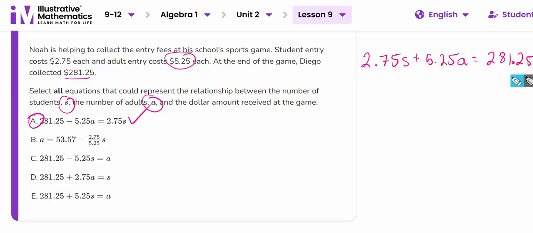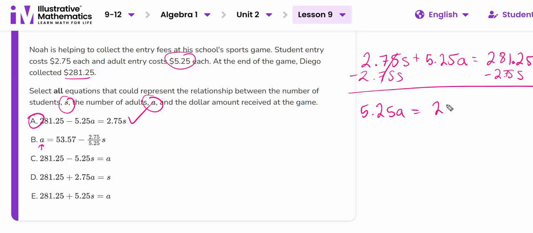Can we turn this one into that one? Okay, well, that looks like it might be a lot of work, but we'll give it a go. In this case, they isolated the a. So let's isolate the a by subtracting 2.75s from both sides. My s's and my 5's look a little bit similar. So we have 5.25a is going to equal 281.25 minus 2.75s.